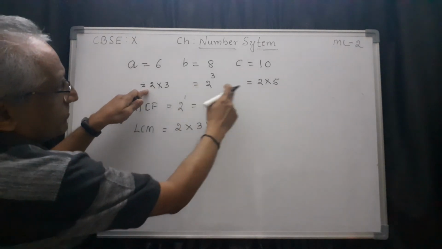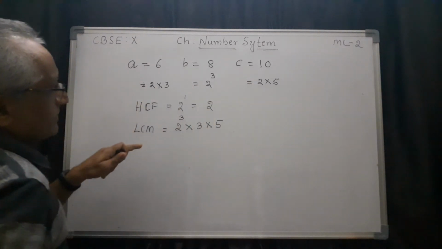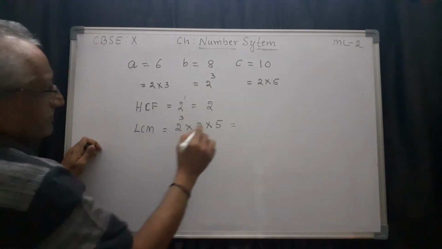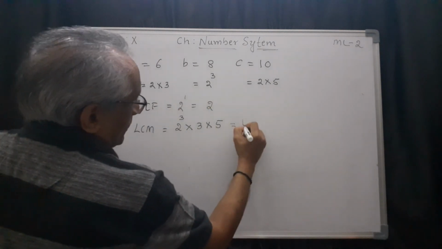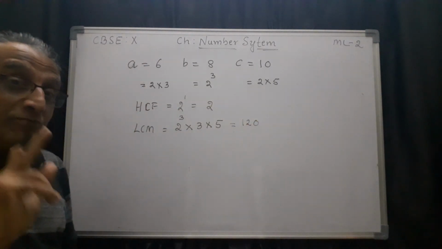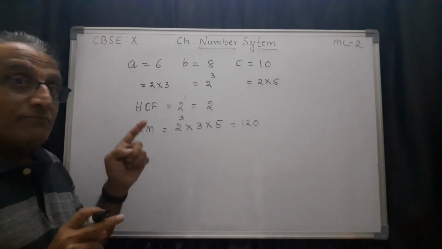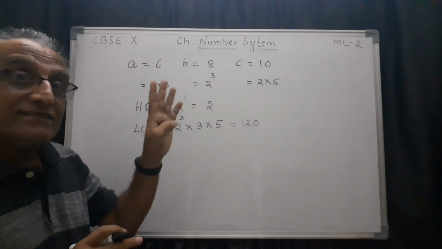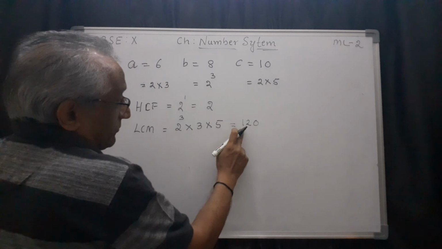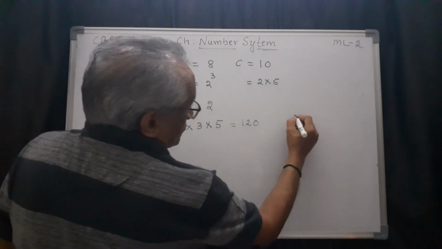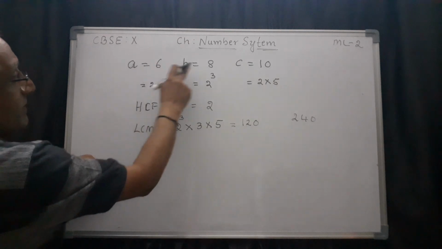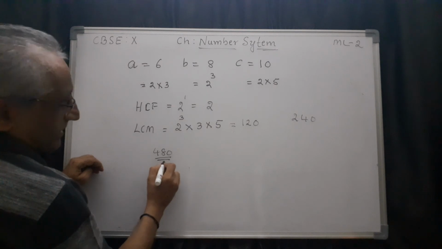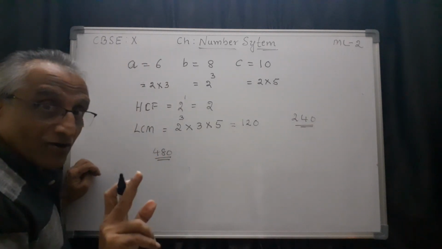2 cube, so that means 8. Then 3, 3. Then 5, 5. So this is our LCM. HCF is 2. 120 is LCM. But very important is, you cannot apply the property that is product of HCF and LCM equal to product of these. That is wrong. You can check yourself. You can see here 120 into 2 is 240 and multiply these three, 48 into 10 is 480, whereas it is 240. Therefore this property is not true.